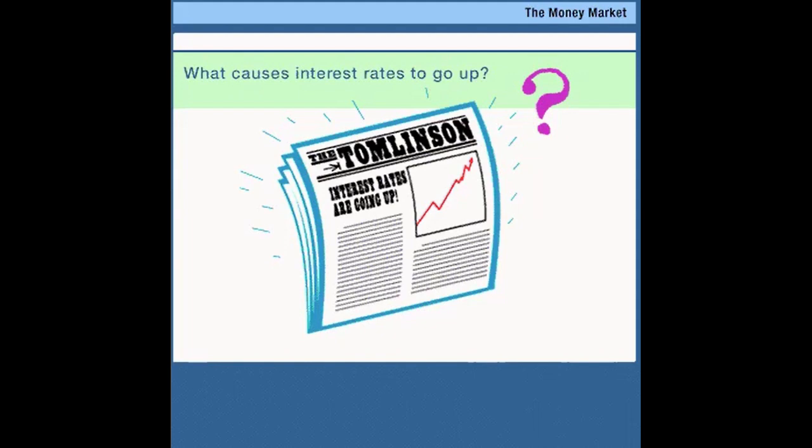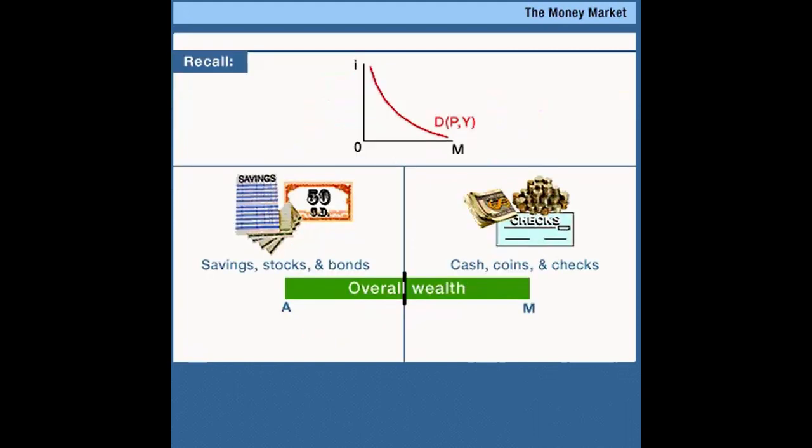We've discussed how the demand for money is related to the interest rate. That is, how people's decision to hold cash and checking, as opposed to bonds and stocks, is influenced by changes in the interest rate. Now we're going to add the supply of money to calculate supply and demand's interaction to determine the equilibrium interest rate.